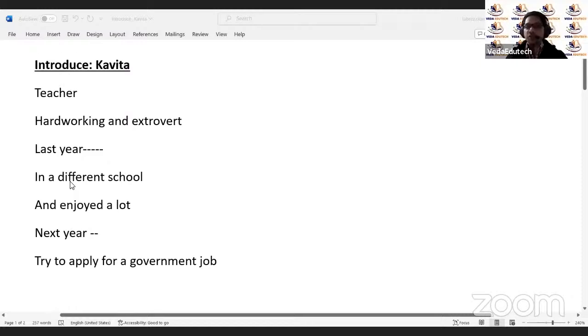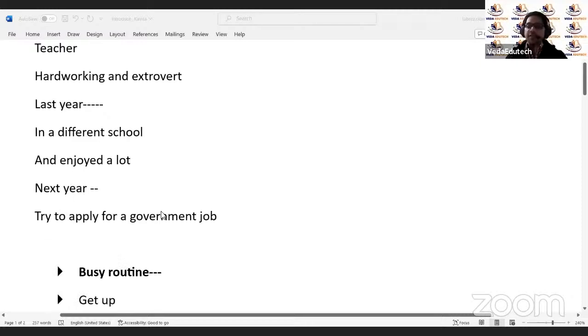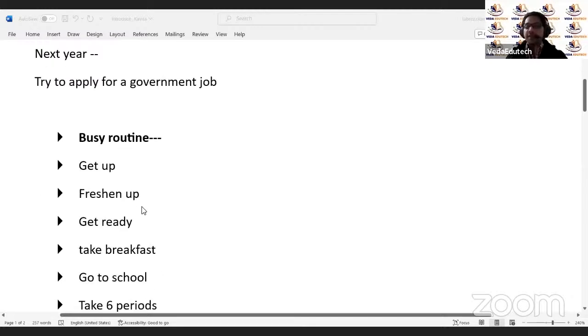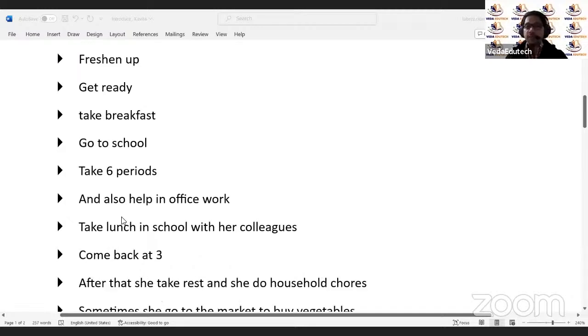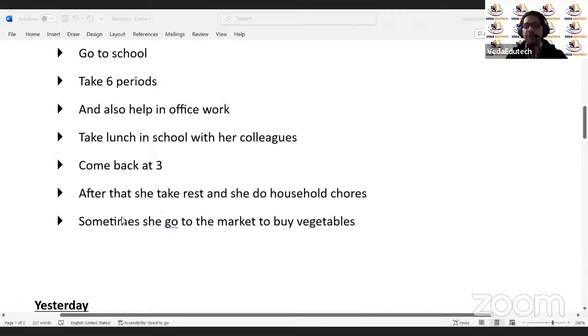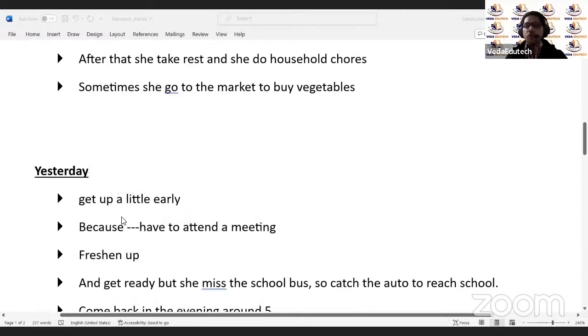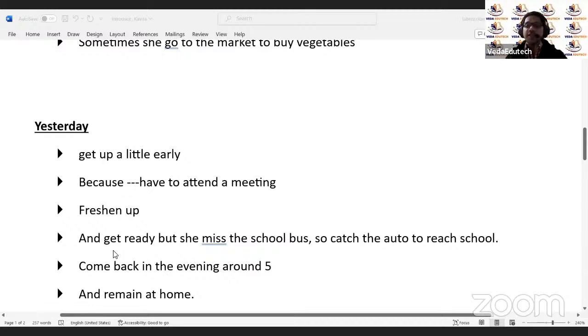You will use three situations: present, last year, it means past, next year, it means future, and then you are talking about daily routine, her daily routine. Okay, so you will make these sentences with the help of these hints. You will make sentences related to daily routine. Okay, and after talking about her routine, you will talk about something that she did yesterday.